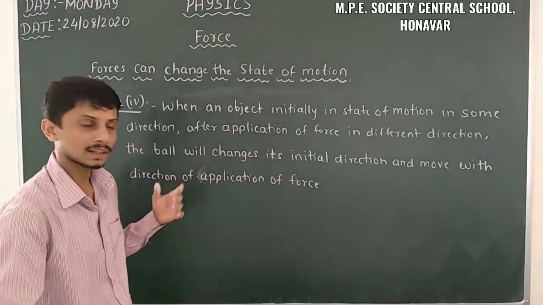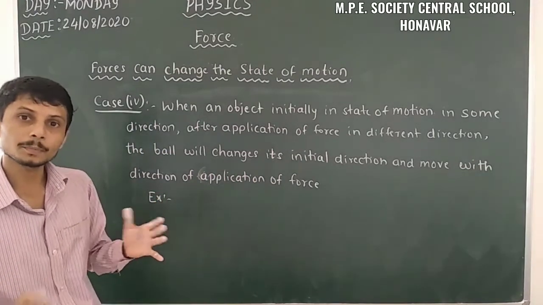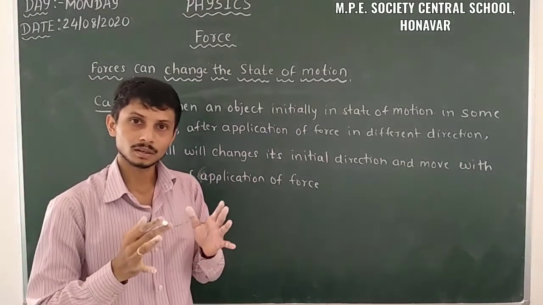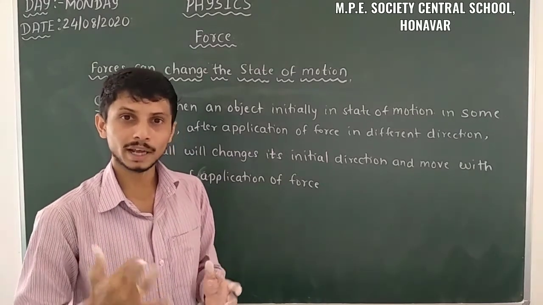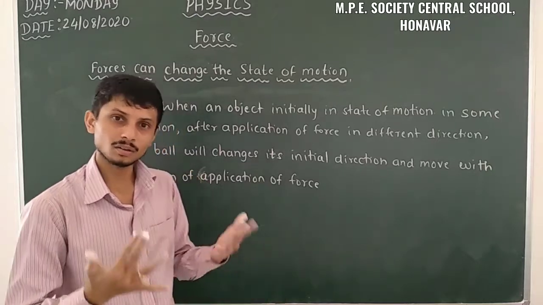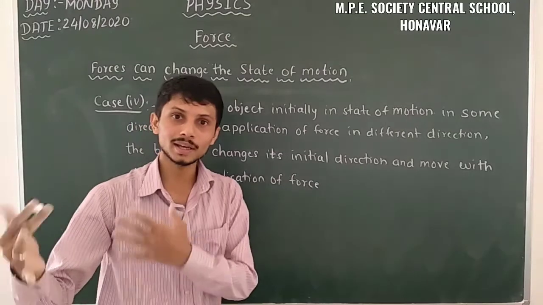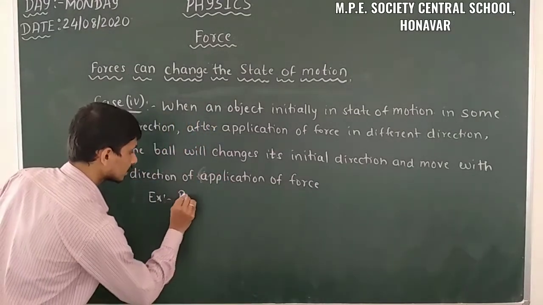For example, here we have to divert the football. In the football game, we have to divert the ball from another player or an opposition player. So here we have to pass the ball to another player. That means passing the ball.